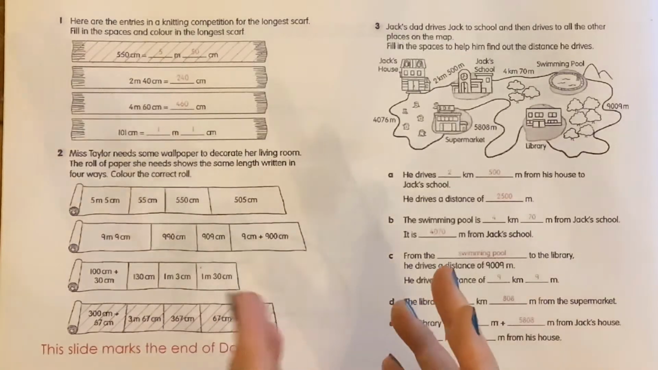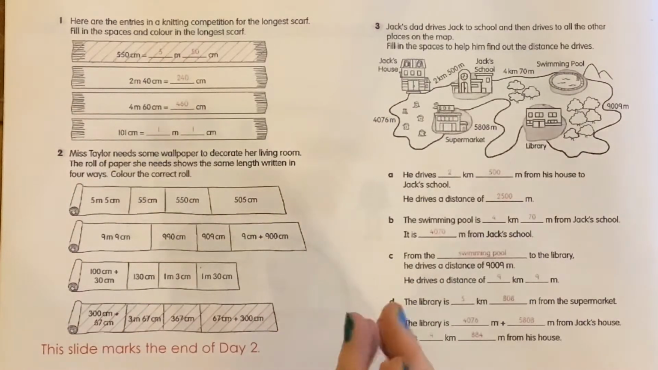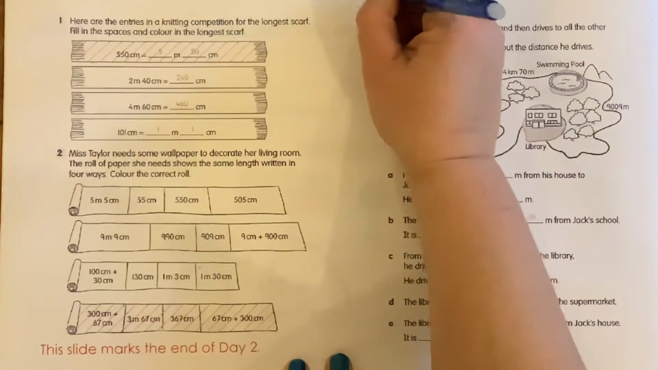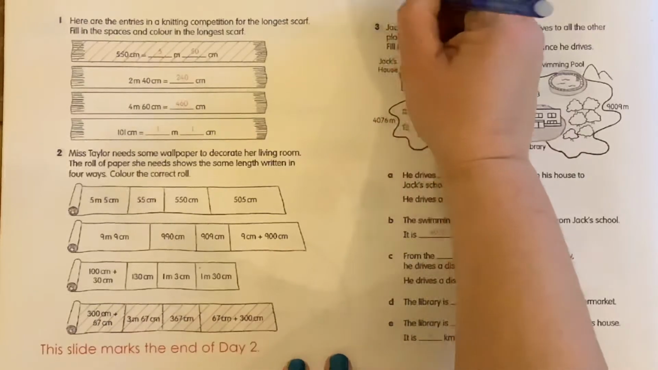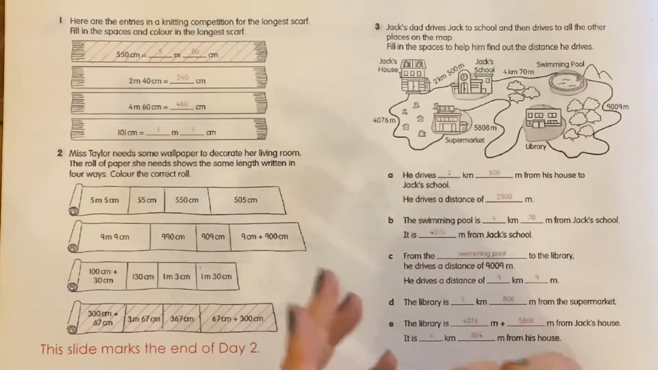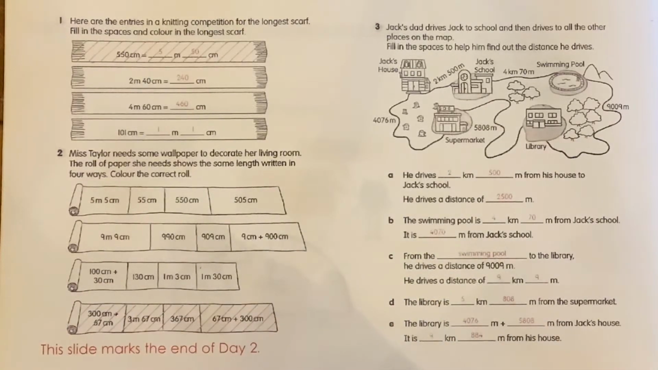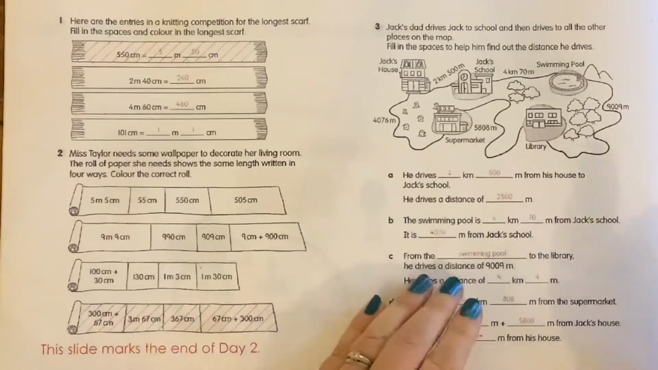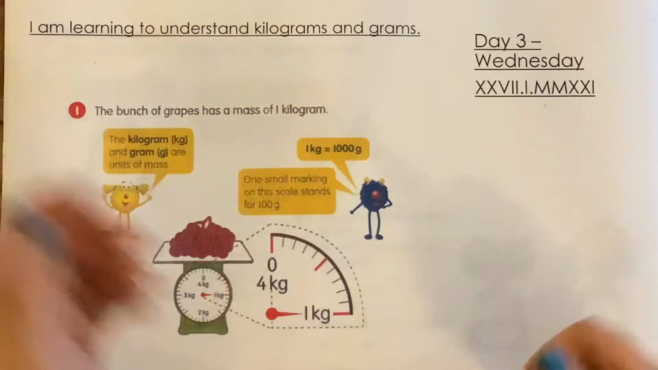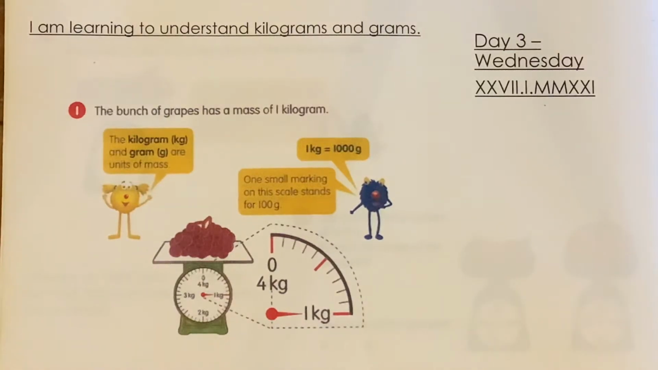This time we were going back to the previous day's learning where we also had centimetres and metres, remembering that 100 centimetres is the same as 1 metre. So again, check your answers. If you've got anything wrong or you made any mistakes that you can't understand where you've gone wrong, please do let me know. So today's lesson, we are learning to understand kilograms and grams.